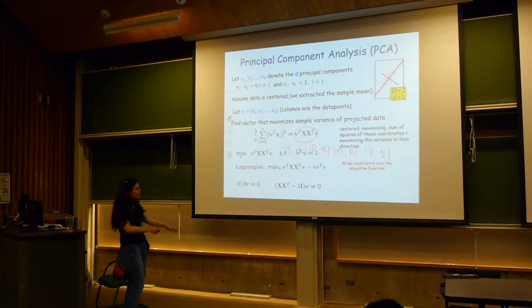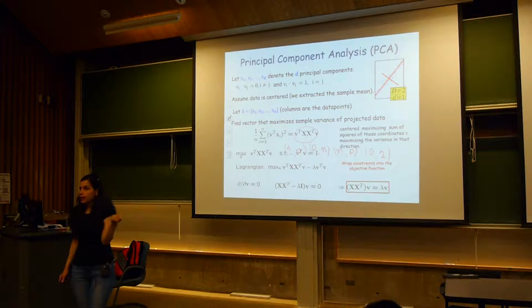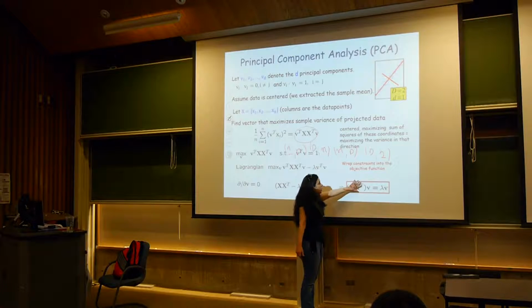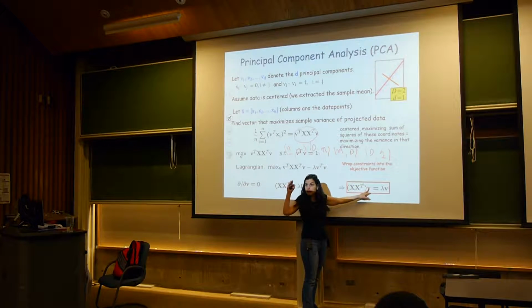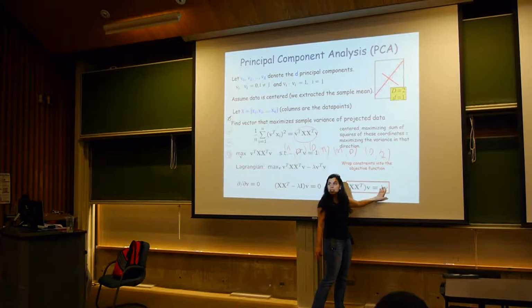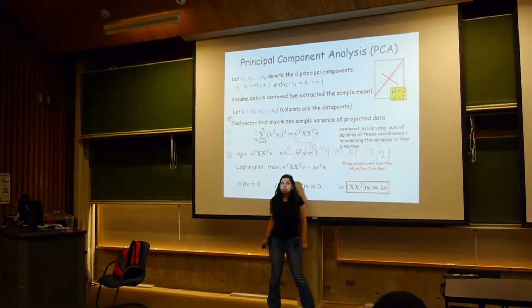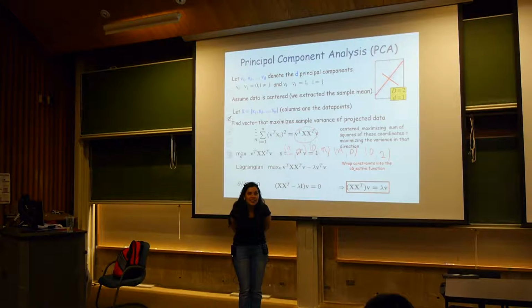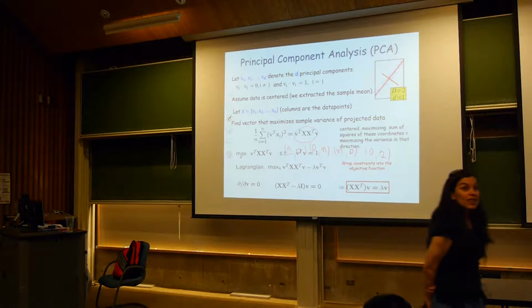So if we go for this Lagrange multiplier reasoning, we get that the first principal component must satisfy this equality over here, which says that X X transpose, the sample covariance matrix, times V, the direction I'm looking for, must equal lambda times V, where lambda is some quantity. Okay? And for those of you familiar with linear algebra, what is this implying? Yeah? V is an eigenvector of the sample covariance matrix.